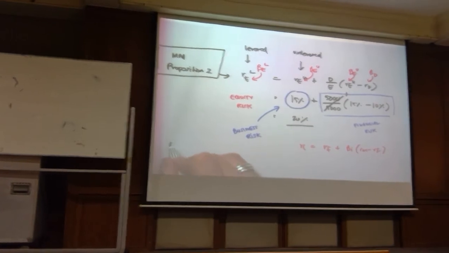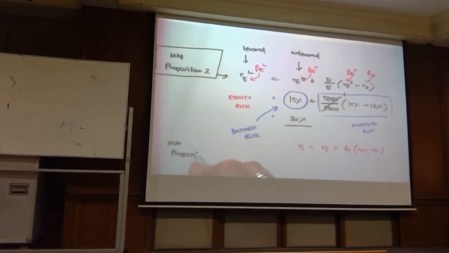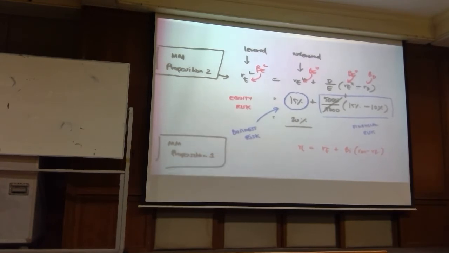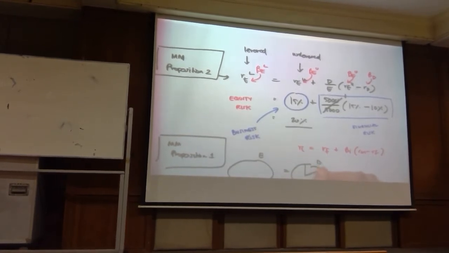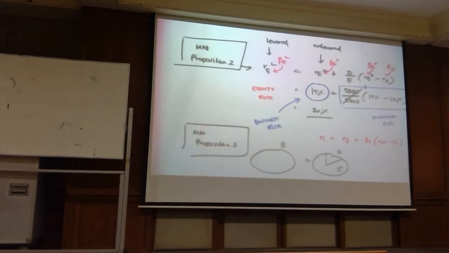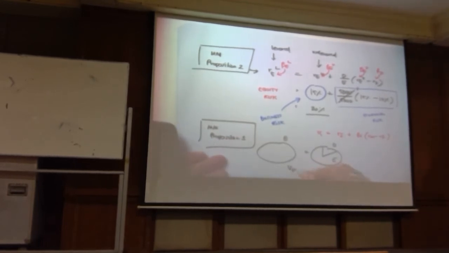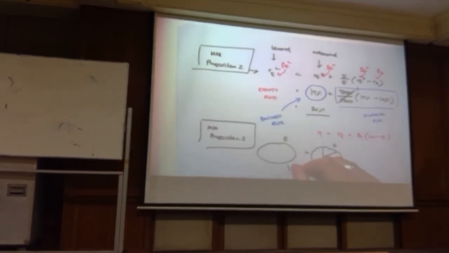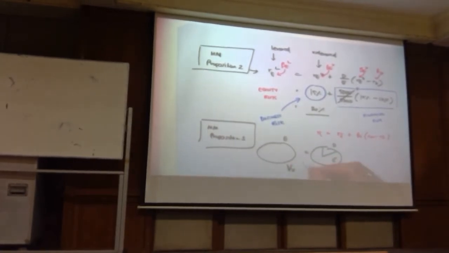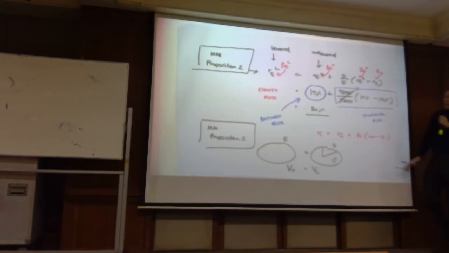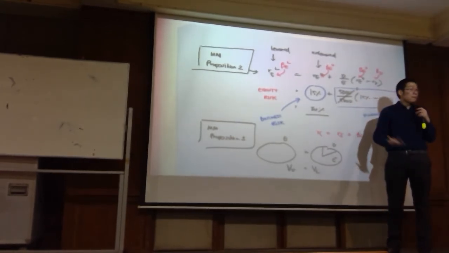And proposition 1 is this. You can cut your cake any way you want. It's still exactly the same as proposition 1. So another way to call this is, suppose I call this an unlevered firm. The value of V_U, the value of the unlevered firm, is exactly the same as the value of the firm with leverage. Firm that has no debt, firm that has debt, its value is exactly the same.